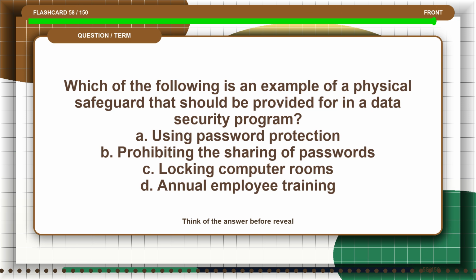Flashcard 58. Which of the following is an example of a physical safeguard that should be provided for in a data security program? A. Using password protection. B. Prohibiting the sharing of passwords. C. Locking computer rooms. D. Annual employee training. Think of the answer before the reveal.